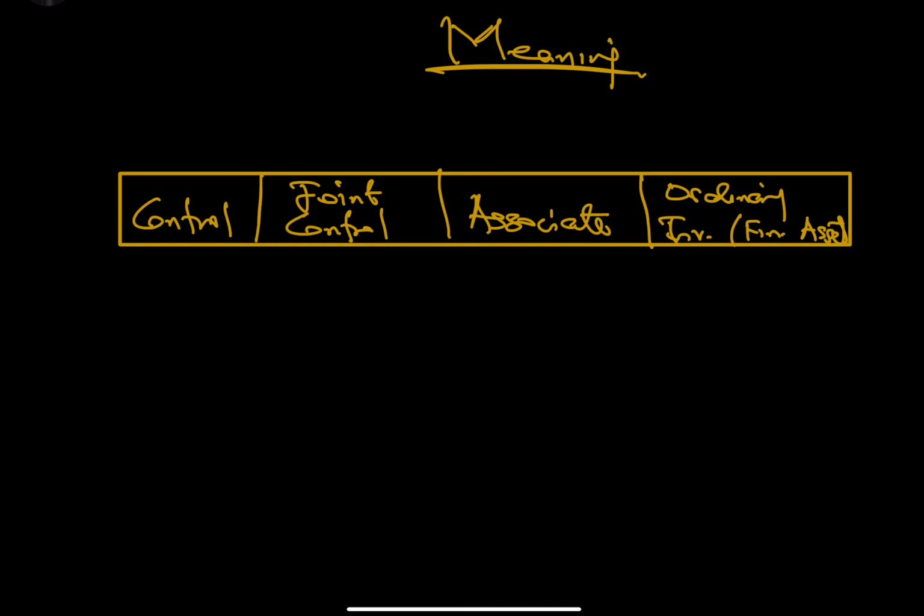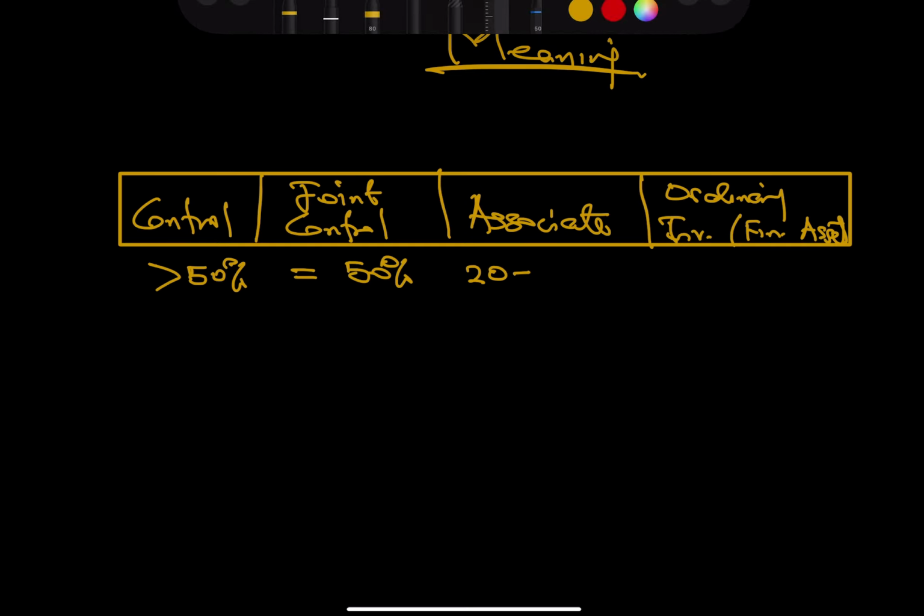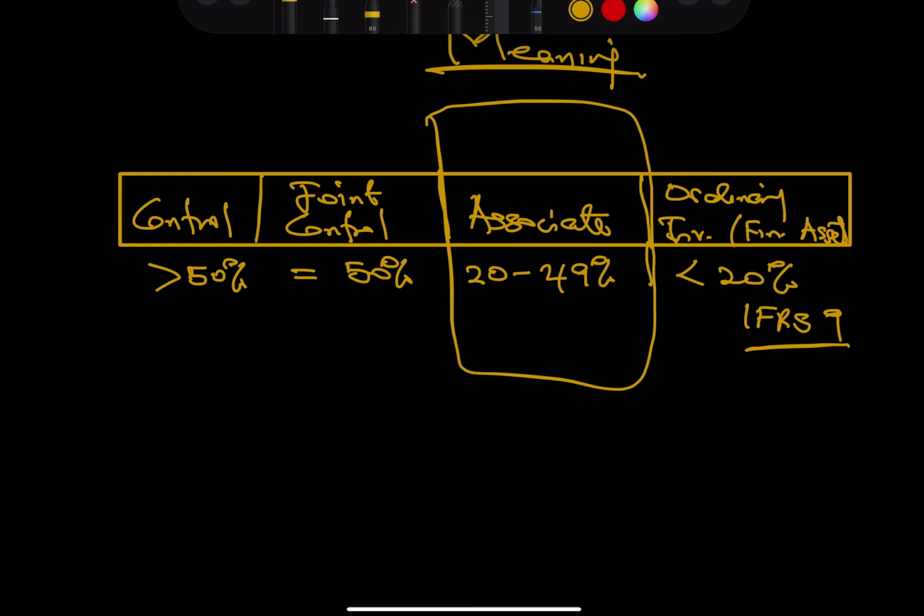And how do you know you have this? The obvious indication, which is very obvious to everyone, is when you have more than 50%, you have a control. When you have 50%, you say you have a joint control. When you have between 20% to let's say 49%, thereabout, you say you have associate. And if it's less than 20%, then it's an ordinary investment. This is the part that we will see when we look at IFRS 9. When you talk of financial instrument, we'll deal with that. So associate is what we want to look at in this video, which is this part.